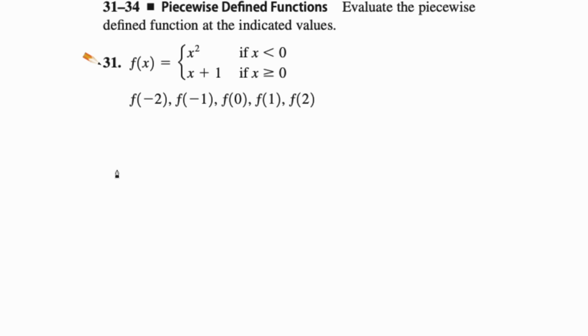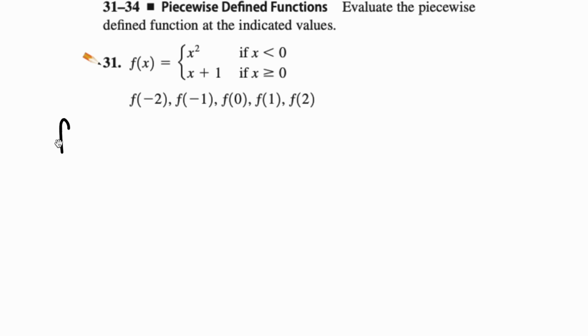Now we're going to learn how to evaluate a piecewise function. This type of function has different rules depending on the input value of x, which makes them super interesting and a bit tricky at times. Let's jump right into our function. f(x) equals x squared if x is less than 0, and x plus 1 if x is greater than or equal to 0. We're going to evaluate it at several specific values: negative 2, negative 1, 0, 1, and 2.